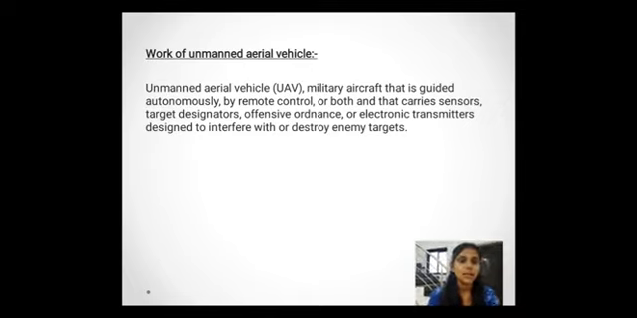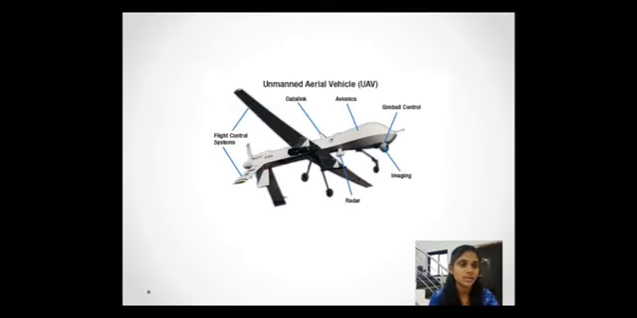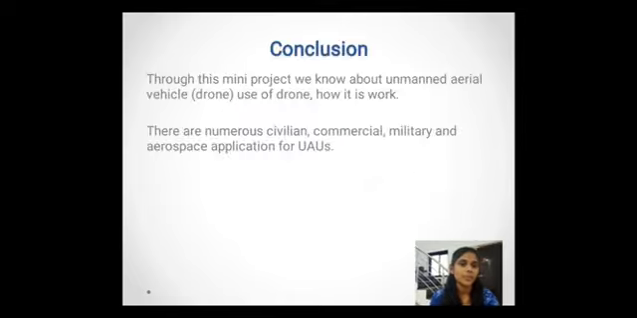Next is the working process of unmanned aerial vehicles. Unmanned aerial vehicles are military aircraft that are guided automatically, by remote control, or both, and carry sensors, target designators, offensive ordnance, or electronic transmitters designed to interfere with or destroy enemy targets. This is the diagram of unmanned aerial vehicles with their various component names.